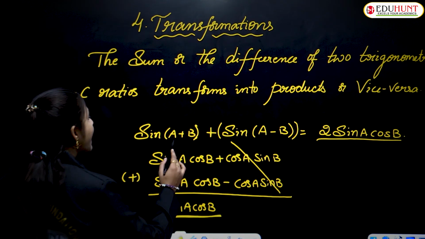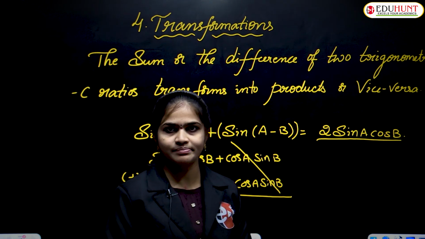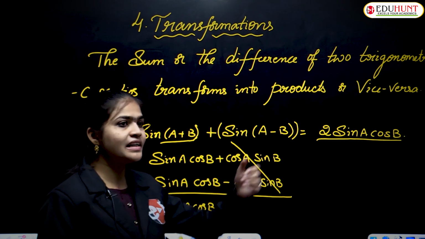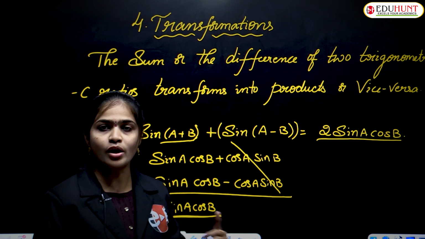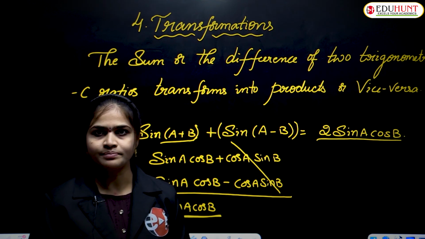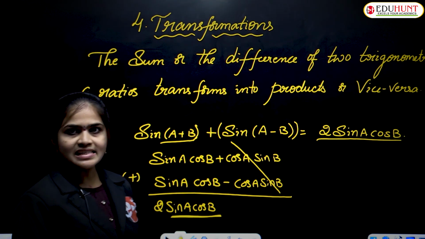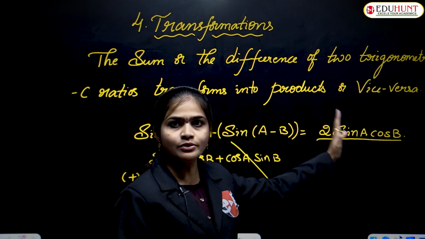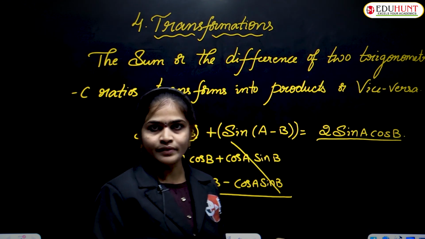So children, in place of a plus b, we just transform it in terms of c. A plus b in terms of c, and a minus b in terms of d. In this concept we will learn the formulas related to c and d. Am I clear? First I will write some compound angle formulas here. After that I will tell you how we get a plus b as c and a minus b as d. Okay, see here.